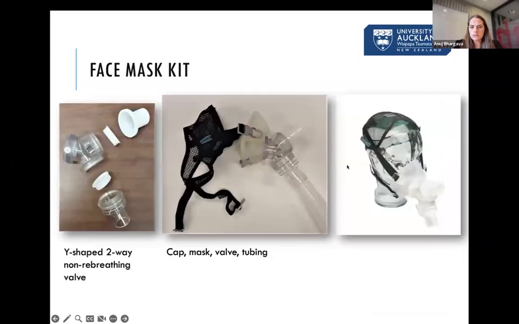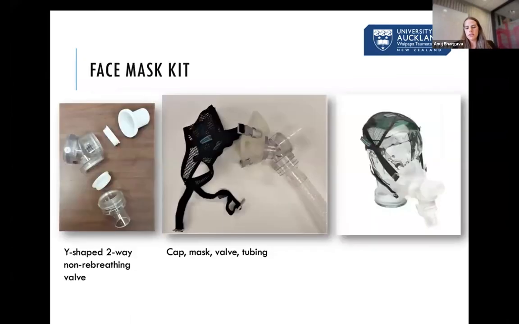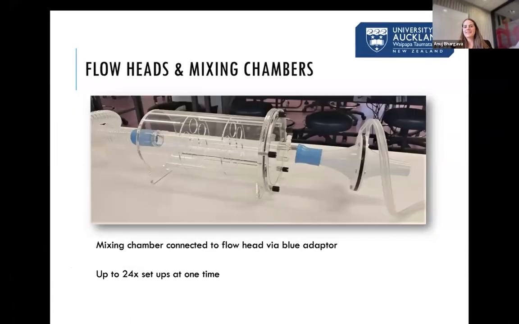The orientation of the flow head matters. So this tubing needs to face upward, and this is either corrected by setting in LabChart, or we just switch the flow head around. And then we just plug in the spirometer to the PowerLab.